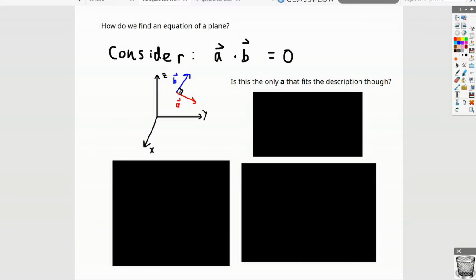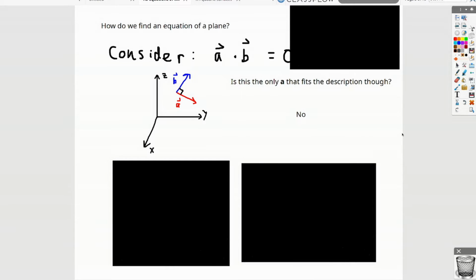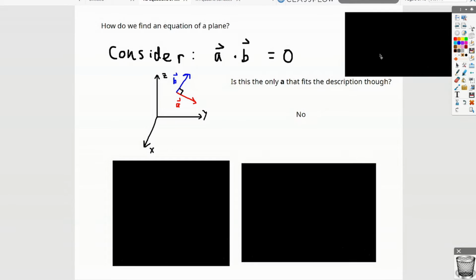This is A dot B right here. But is it the only A that's perpendicular to B? Of course not. Of course, it's not the only A that fits B, right? There's a lot of combinations.